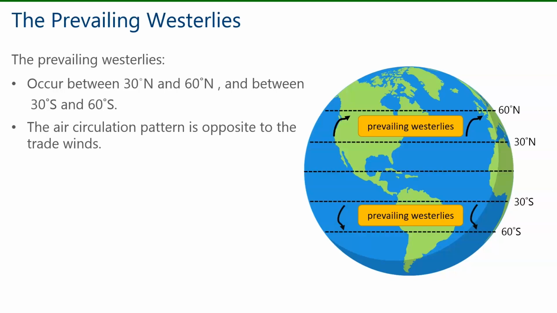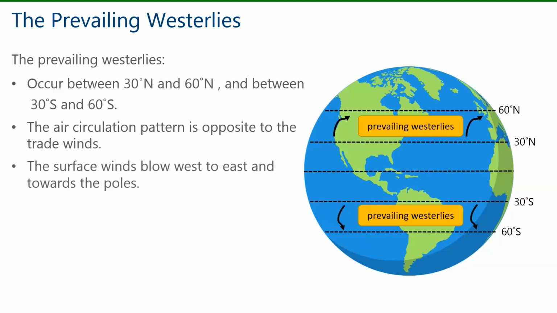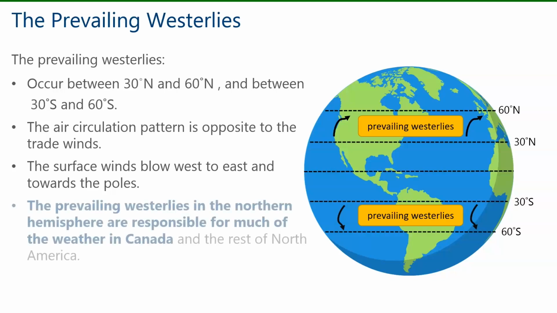The air circulation pattern is opposite to the trade winds. The surface winds blow west to east and towards the poles. The prevailing westerlies in the northern hemisphere are responsible for much of the weather in Canada and the rest of North America. Now we'll look at the polar easterlies.